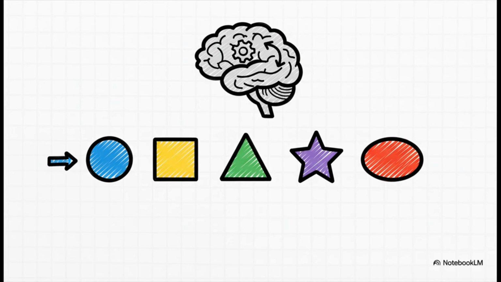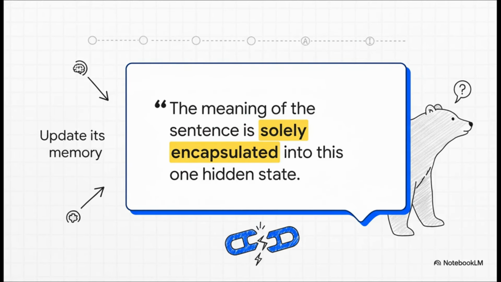The first real attempt to crack this context problem was a type of model called a recurrent neural network, or an RNN for short. And the logic behind it made a lot of sense. It tried to act like a human, reading the sentence one word at a time and carrying a little bit of memory from one word to the next. So an RNN would read "the," then "bear," then "which," then "had," and so on, trying to update its memory with each step.